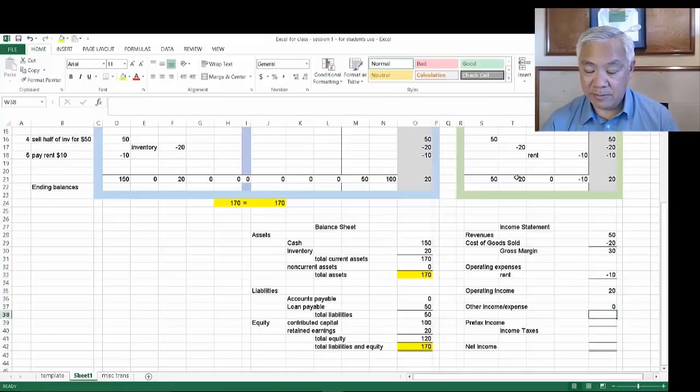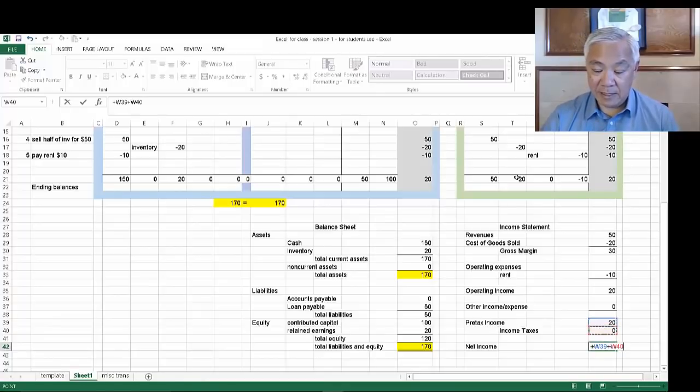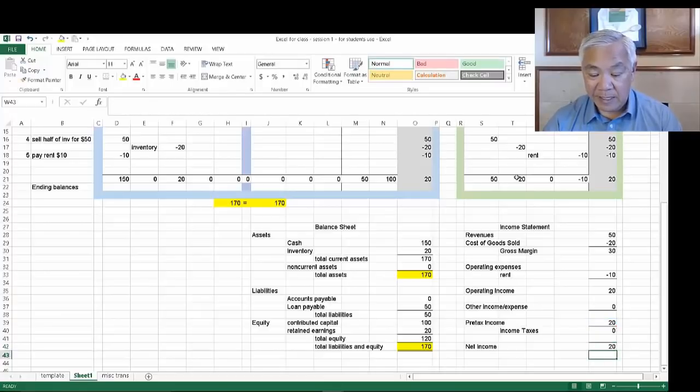We had no other income and expense, so therefore pre-tax equals 20 plus 0, or 20. We had no income taxes. Net income equals pre-tax plus whatever expense we have in income taxes. Of course, we didn't have any in this simplistic example, and we have net income of 20.